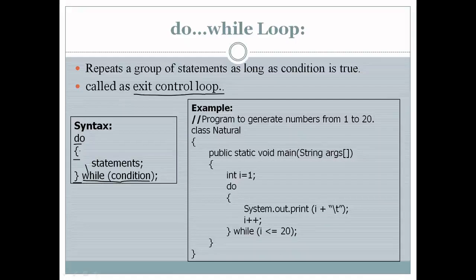If you look at the do while loop, the condition is checked at the end, and that is the reason the statements included in the do while loop are executed at least one time, even though the condition is false. Now look at one example based on the do while loop. The similar program which prints numbers from 1 to 20.